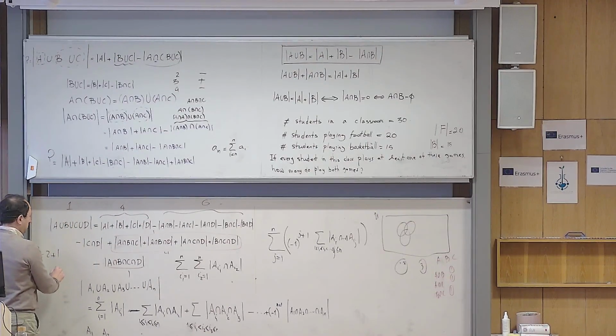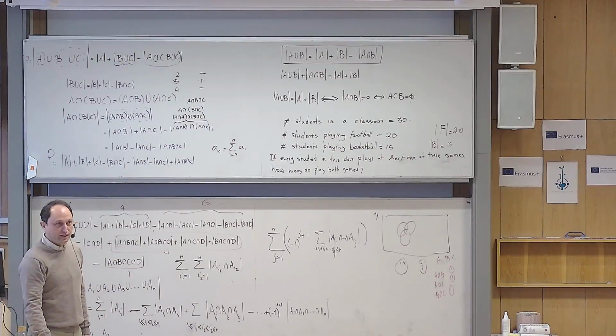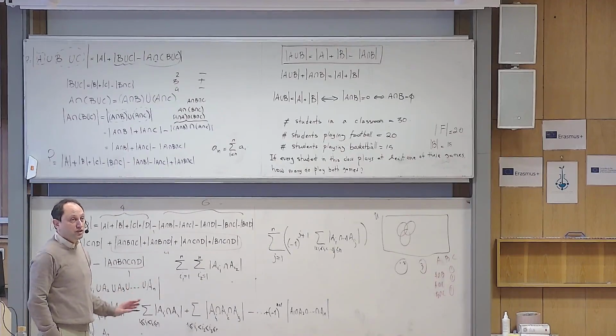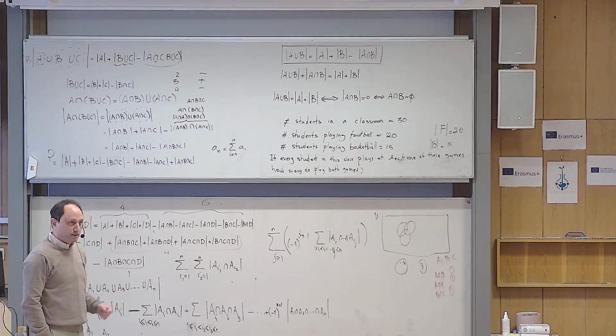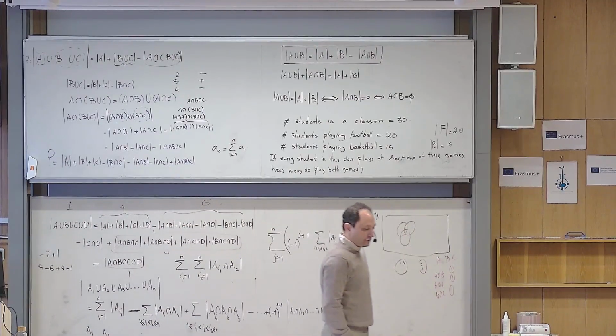It's wrong. So let me write it. 4 minus 6 plus 4 minus 1. Is that right? It's minus 2, yes, that's correct. It's 1 again. So that is the idea of proving these things in general in a completely different setup. This is called combinatorial proof. We will talk about this later.